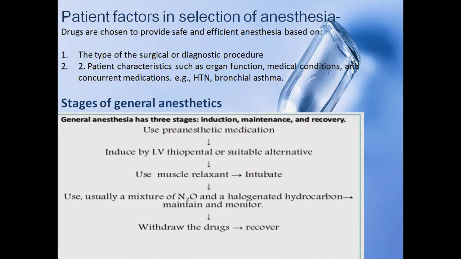So, what are the factors that are essential in patients to select the anesthesia? Drugs are chosen to provide safe and efficient anesthesia based on the type of the surgical or diagnostic procedure. Next is patient characteristics such as organ function, organ stage, medical condition, and concurrent medication in case of hypertension or bronchial asthma. Concurrent medication means the medications used to treat the disease the patient already has.